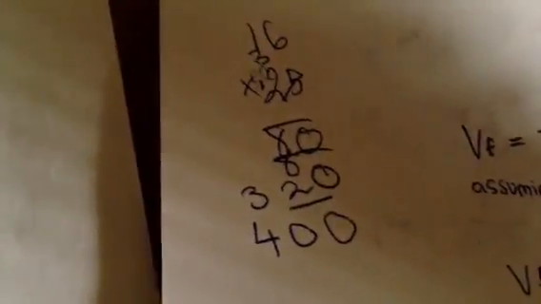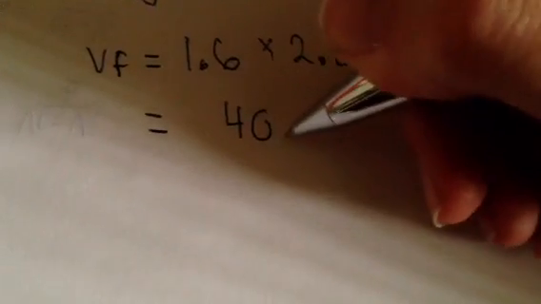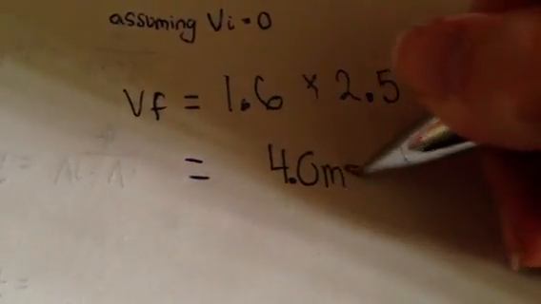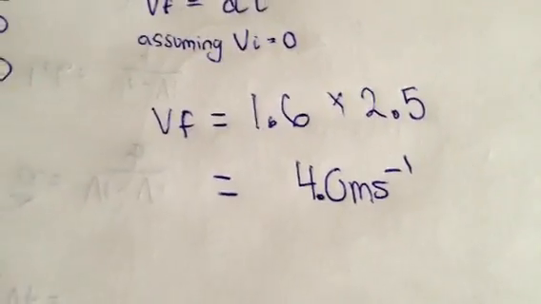So now we just need to do a bit of long multiplication to be able to work it out. So what's 16 multiplied by 25? 6 times 5 is 30, carry the 3, that makes 80 there. Then we have 0 carried down. 6 times 2 is 12, carry the 1, makes 3 there. And essentially we get 400 from that. So because we have 400 from that, we basically write in 4.0 meters per second as our final velocity.